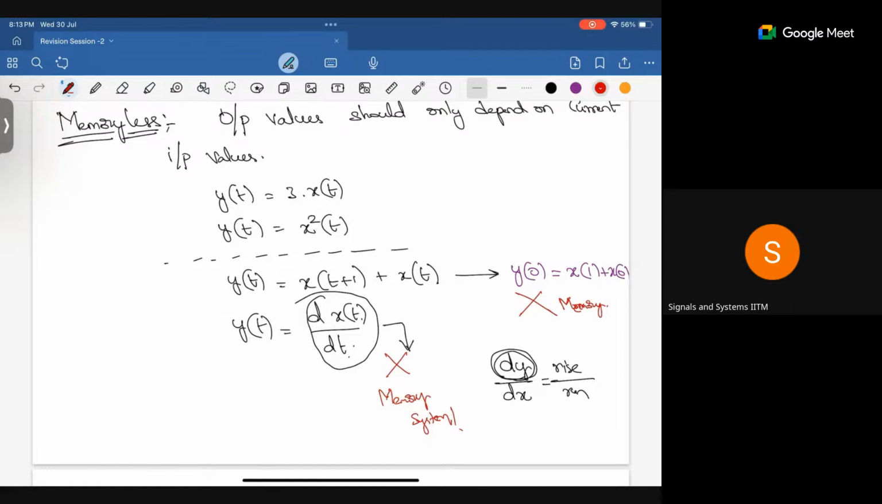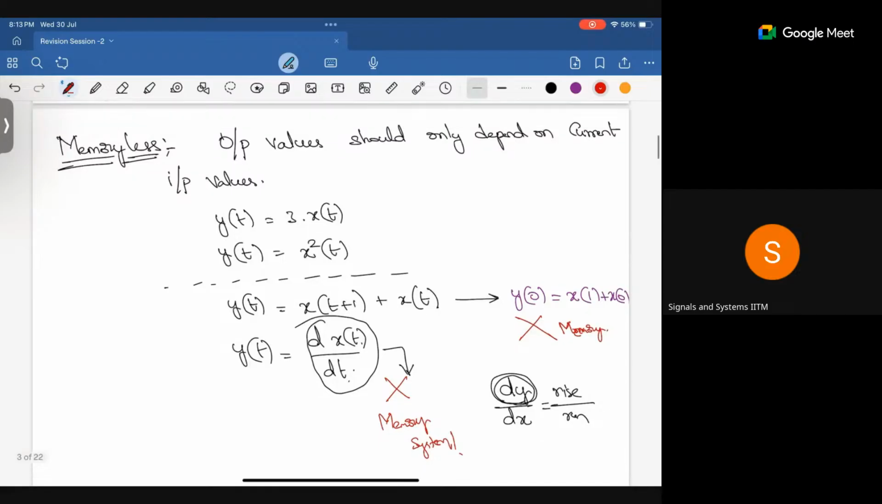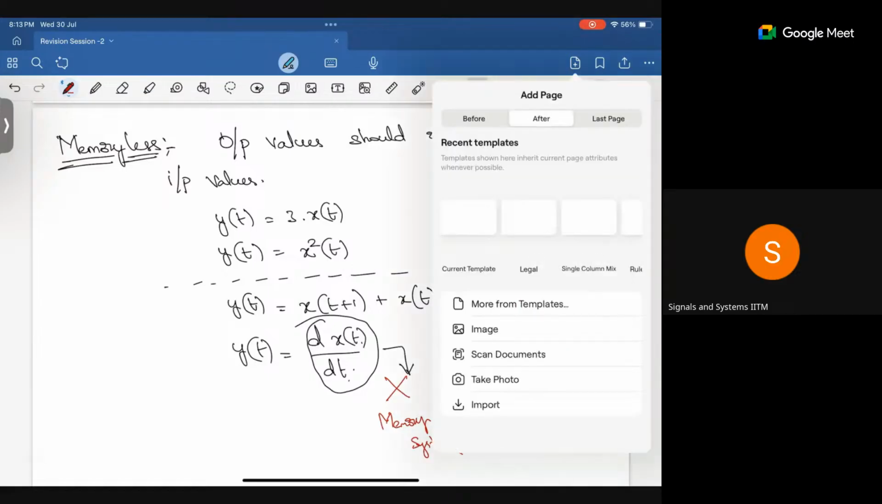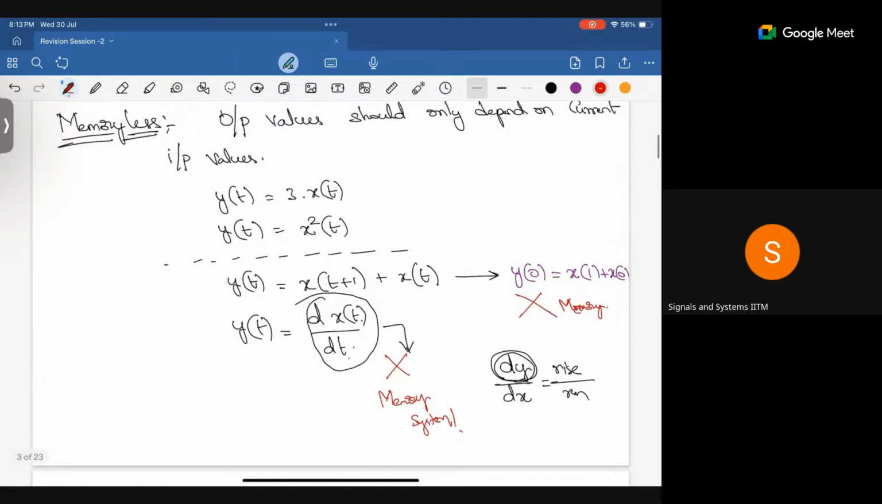Yes, it has a slope, right? So dy by dx is a slope, no? To calculate slope, you need 2 points. Memoryless should only have the current value. It should not depend on any other values. So that way dx by dt is a memory system. Hope this is clear. Yes, it depends on the previous value and the current value.